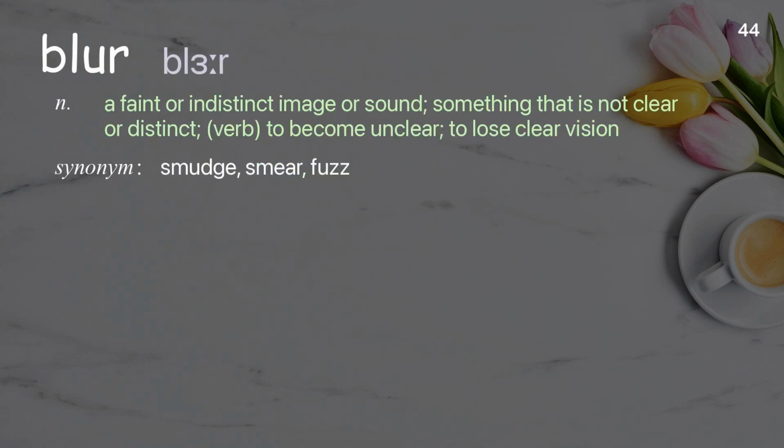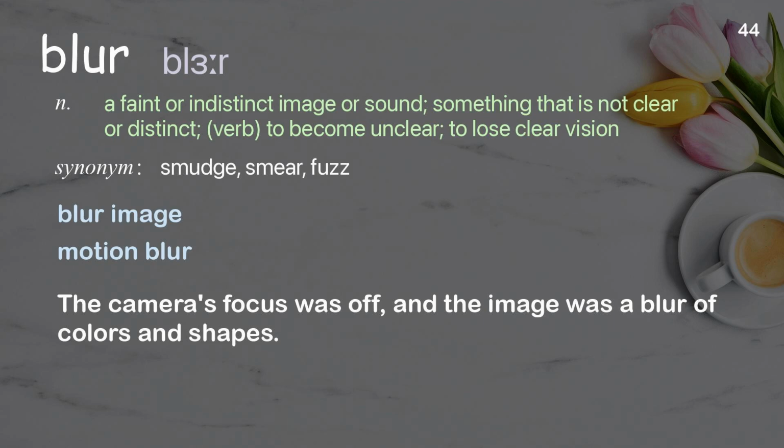Blur. A faint or indistinct image or sound, something that is not clear or distinct. Verb, to become unclear, to lose clear vision. Examples: blur image, motion blur. The camera's focus was off, and the image was a blur of colors and shapes.